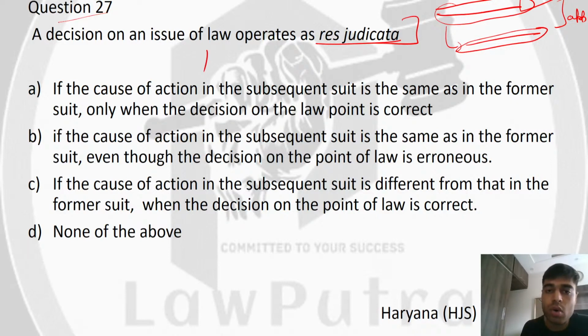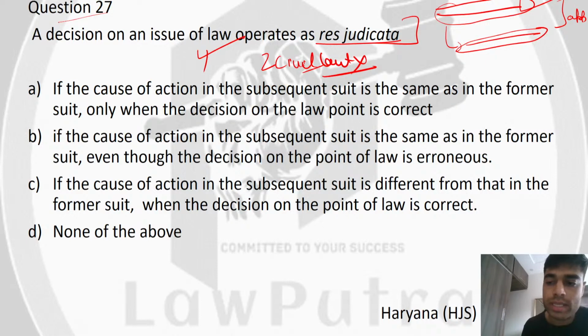Okay, so let's say if there is one civil court, and here the decision has been given, then you cannot institute it in this second civil court. इसमें आप नहीं कर सकते. This is res judicata. Now we'll see the options. If the cause of action in the subsequent suit, that means the second civil suit, is the same as in the former suit, only when the decision on the law point is correct. If the cause of action in the subsequent suit is the same as in the former suit, even though the decision on the point of law is erroneous. If the cause of action in the subsequent suit is different from that in the former suit, when the decision on the point of law is correct, or none of the above.